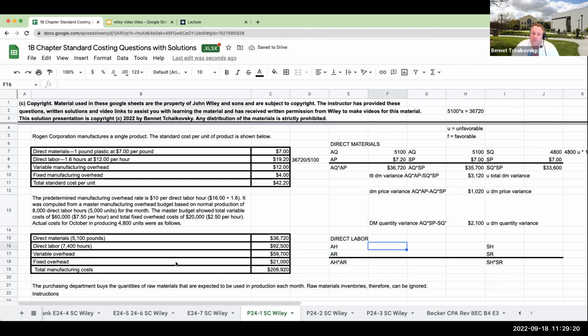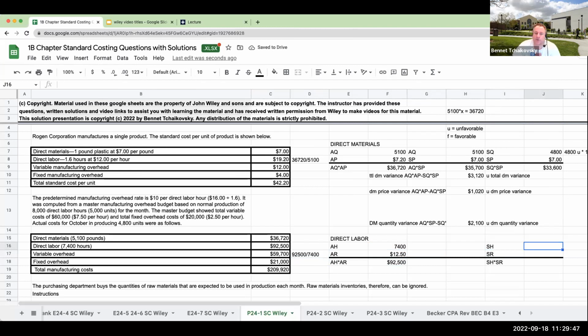Okay, the actual amount of hours that I used were 7,400 at a total price of 92.5. So what that means is that I must have spent $12.50 per hour. How did I get that number? I took 92,500 divided by 7,400 hours. That's my rate per hour.